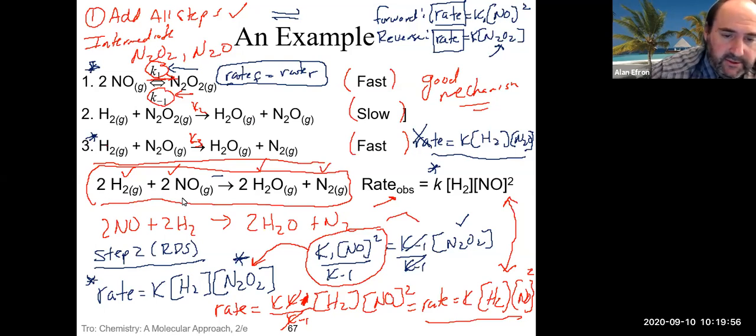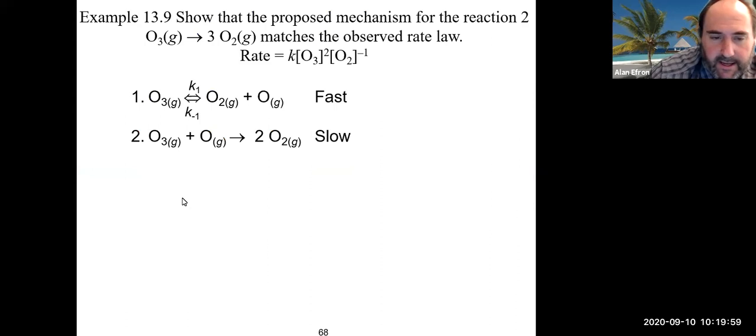Okay, so why don't you try one and see how you do. The proposed mechanism for this reaction of 2O3 to 3O2 matches the observed rate law. The rate is equal to K O3 squared, O2 to the minus 1. These are the steps in the mechanism. So take a few moments here and work through it. Basically, you want to try to prove that this is a good mechanism based on the rate law that was found experimentally. So see what you come up with, and then we'll talk about it.